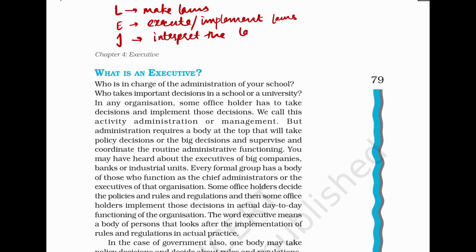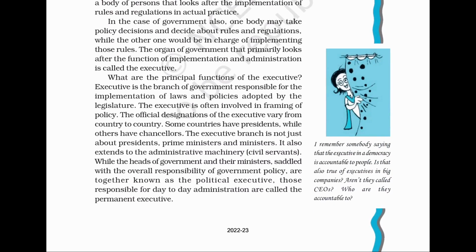If we have a confusion about the clear understanding of a particular provision of law, judiciary can interpret this. Of course, this is a way of giving justice by interpreting the law. So that is the whole idea of executive. The organ of the government that primarily looks after the function of implementation and administration is called the executive. Now, of course, the question would be what are the principal functions that they perform. Firstly, it would be implementation of laws and policies which are adopted by the legislature. Framing of the policy is done by them. We have seen that in the previous video.